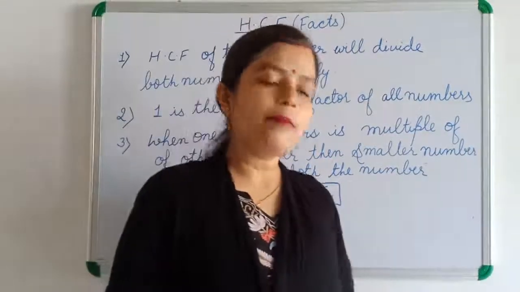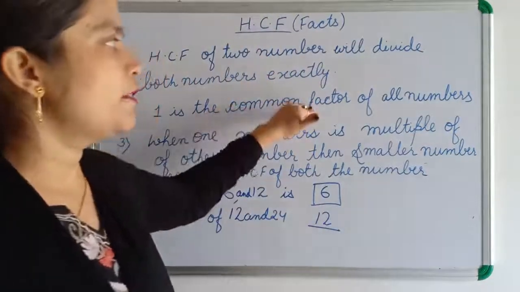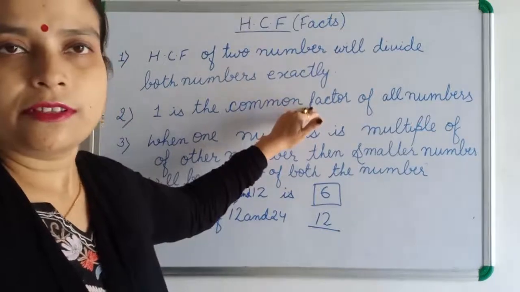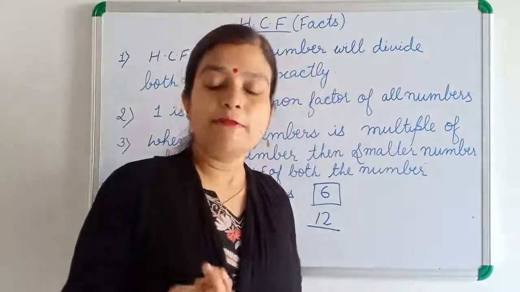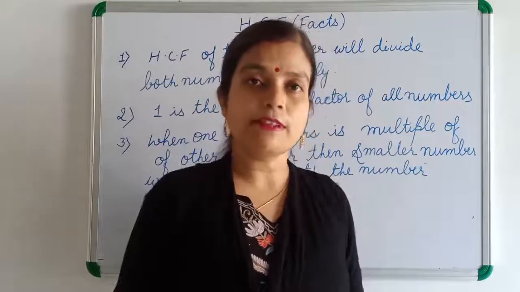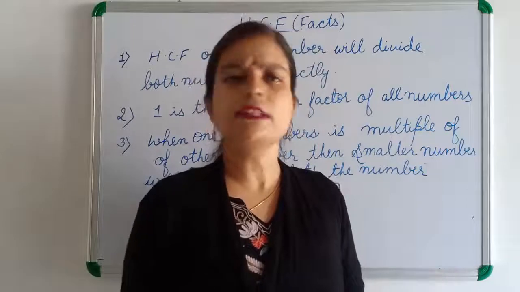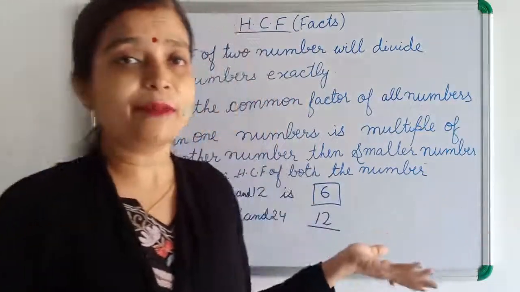Next statement: 1 cannot be a common factor of two numbers. 1 is the common factor of all numbers. So this statement is wrong, that 1 is not a common factor of two numbers. It is a false statement. Okay, 1 is the factor of all numbers, and so 1 is the common factor of all numbers. It is the least common factor.